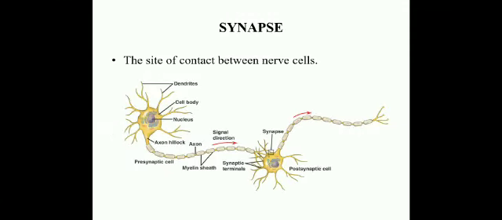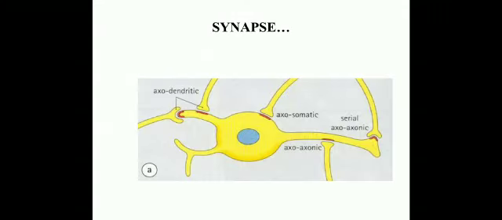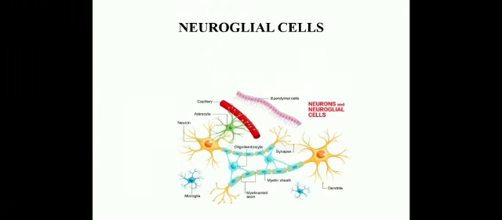Synapse, it is the site of contact between the nerve cells. The synapse may be between the axon and the dendrite, forming the axodendritic synapse, or between the axon and the cell body, that is axosomatic synapse, or between the axon and axon, that is axoaxonic synapse.